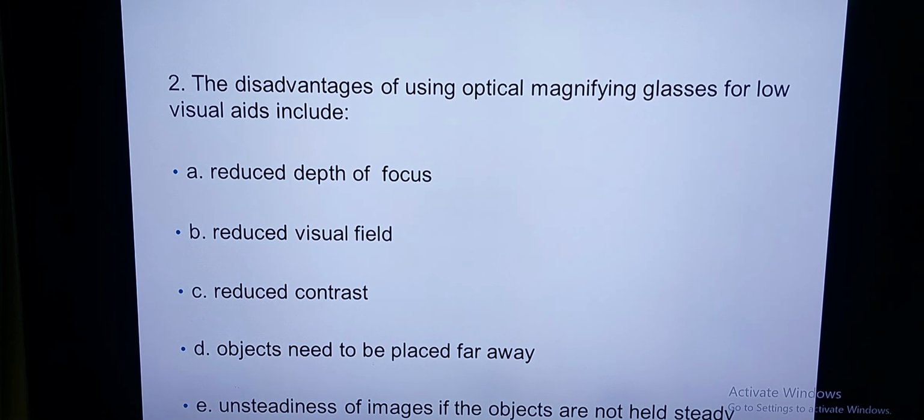The disadvantages of using optical magnifying glasses for low vision aids, which of these is correct? A and B are true, right, very right. D is false, object is true.